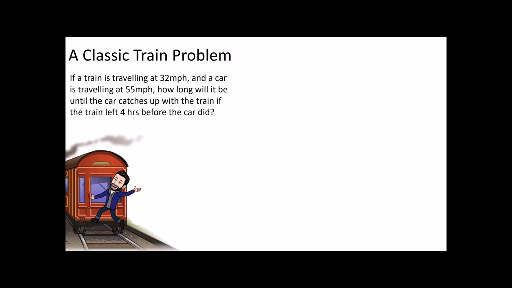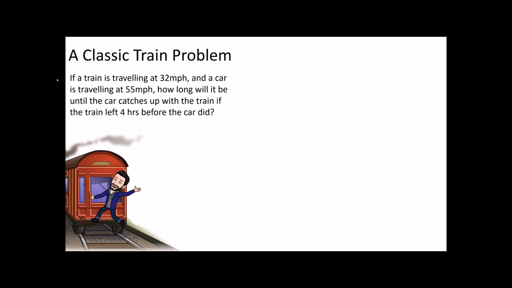So, this is an example of a classic train problem. If a train is traveling at 32 miles per hour and a car is traveling at 55 miles per hour, how long will it be until the car catches up with the train if the train left 4 hours before the car did? Now, as always, we are going to begin with identifying our unknown or our variable and then walking through a diagram of what that problem might look like.